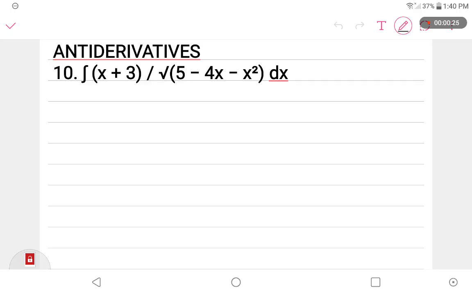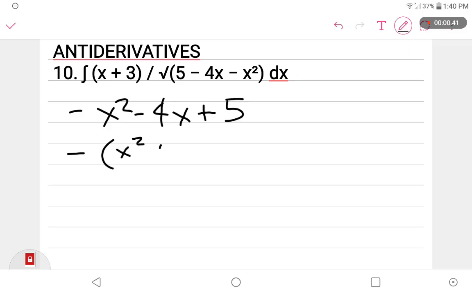Let's rearrange the terms inside the root. This will become negative x² minus 4x plus 5. Factor out the negative sign from the first two terms, so this becomes negative quantity (x² + 4x), then we add 5. Now, after factoring the negative sign, we can complete the square for x² + 4x.